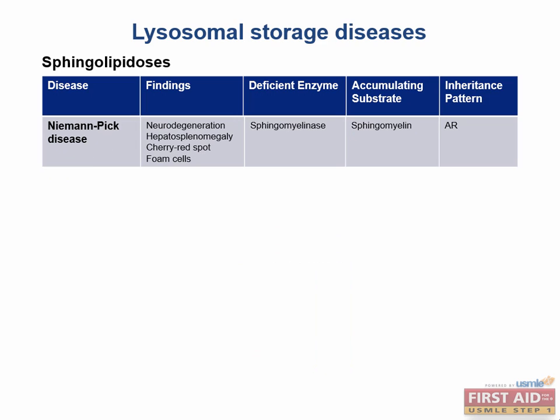Niemann-Pick disease is caused by a sphingomyelinase enzyme deficiency, which is going to lead to a sphingomyelin buildup. What's a quick and easy way to remember this on test day? Well, you can remember that you use your finger to pick your nose. Sphinger is going to represent sphingomyelinase or sphingomyelin, and pick is going to be Niemann-Pick disease. So use your finger to pick your nose.